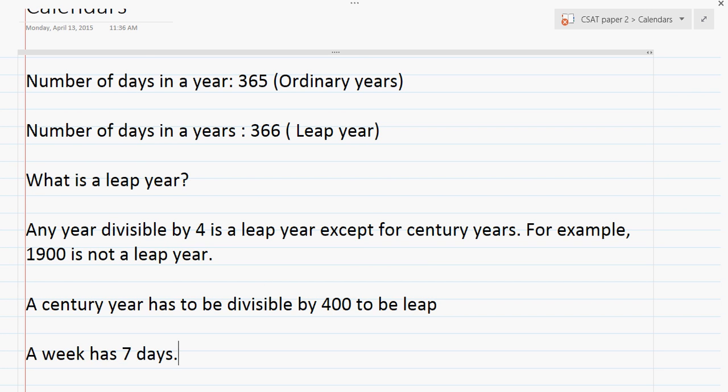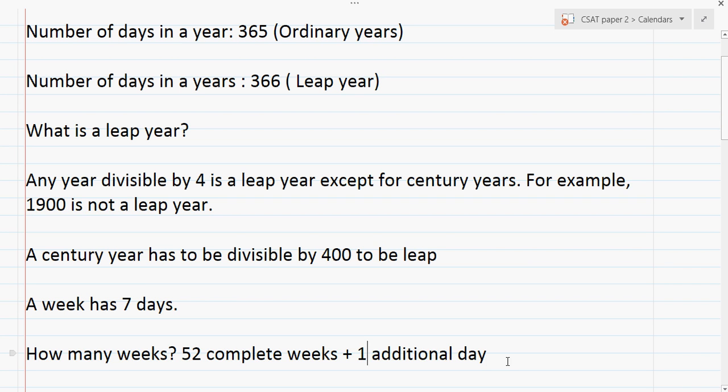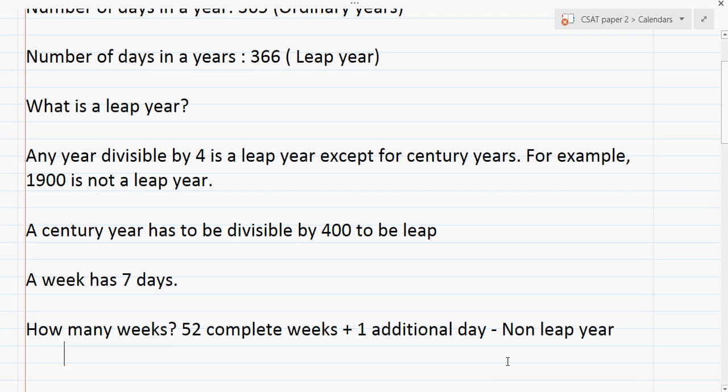So how many weeks are there in a year? We know that there are 52 complete weeks, plus in a non-leap year there is one additional day, right? And in a leap year there are 2 additional days, right? This is for a non-leap year, and for a leap year it would be 52 complete weeks plus 2 additional days, right?